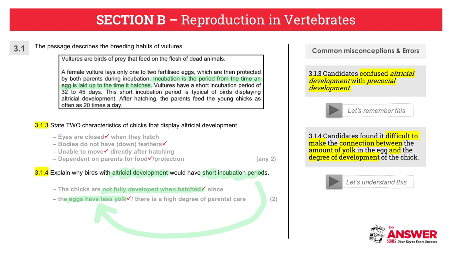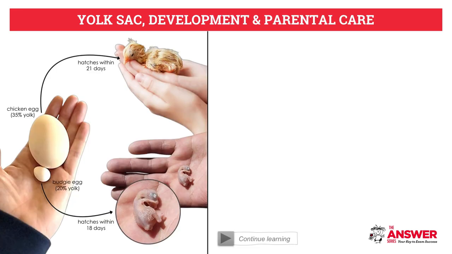Now, the diagnostic report says that candidates found it very difficult to make the connection between the amount of yolk in the egg and the degree of development of the chick. So let's understand this concept once and for all. Let's look at birds as an example. Here we have 2 different species of birds. We have a chicken at the top and a budgie at the bottom. If you've never seen a little budgie, it's extremely small.